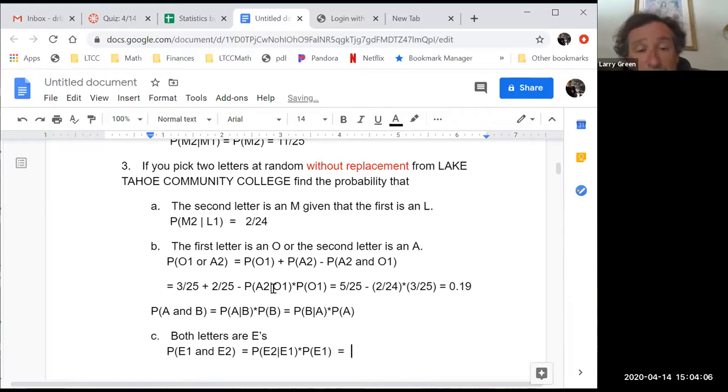Probability of E2 given E1, well, if one E was thrown out, we start with 4 E's, one from Lake, one from Tahoe, 2 from College. And we threw one out, there's only 3 E's left out of 25. Oh, sorry, out of 24 because we threw one of the letters out. And then we need to multiply that by the probability of E1, and that's just going to be 4 E's out of the 25 letters for the first being E. Any questions on that?